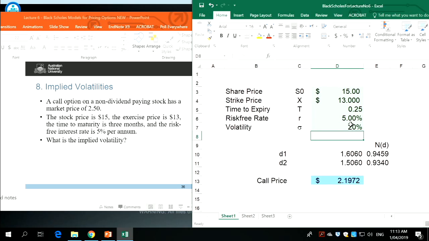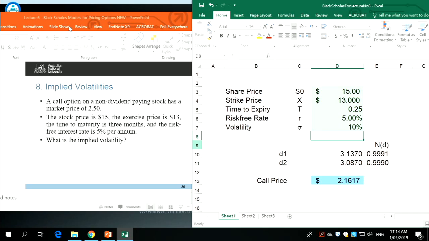Now, the way people back it out is using a so-called iterative procedure. It's just a fancy way of saying trial and error. So we're going to try a lot of values, then we're going to get the call option price that's closest to $2.50. Right? So what I did first is, you can try something like 10%, and you get a call option price like $2.16. So that's way low compared to the market price of $2.50, right?